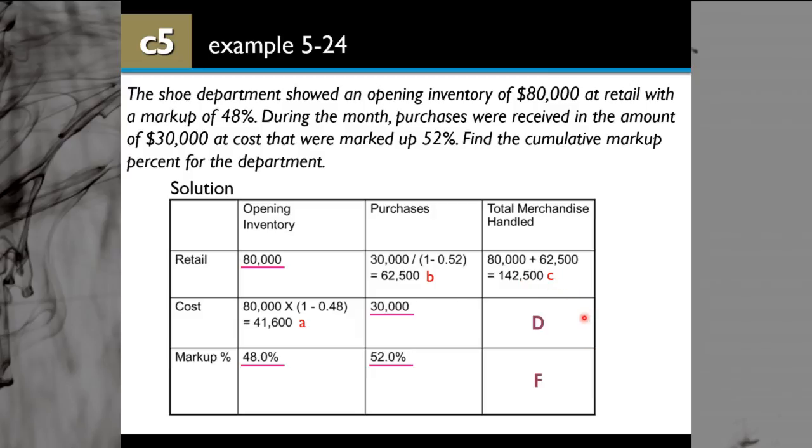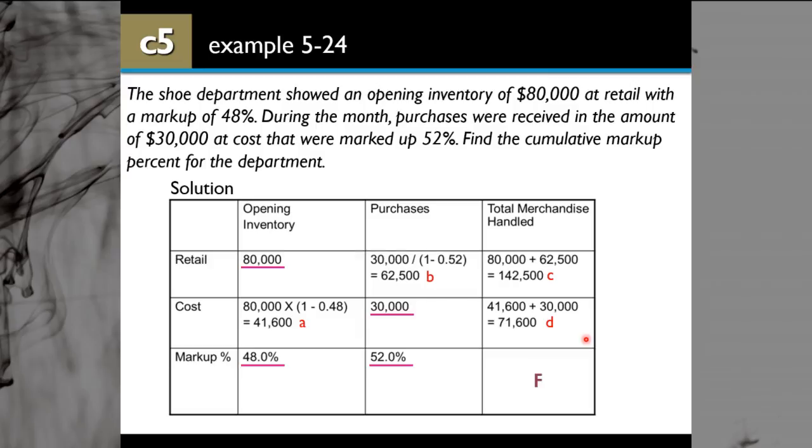And also for D, same, but you will get the number from the below column. So that will be the row here. So that will be 41,600 plus 30,000. Then you got 71,600 as your cost for the total merchandise handled.